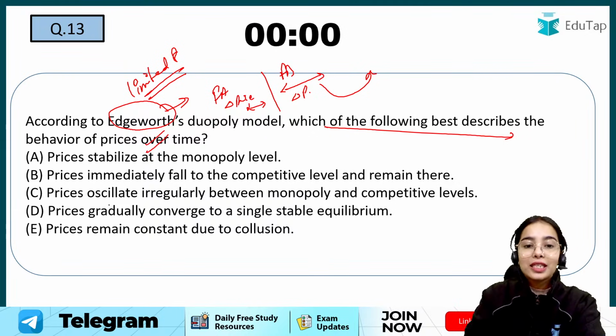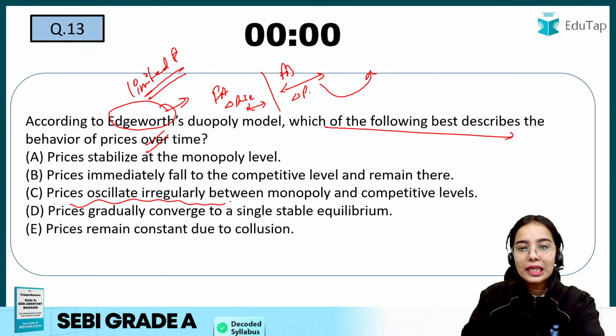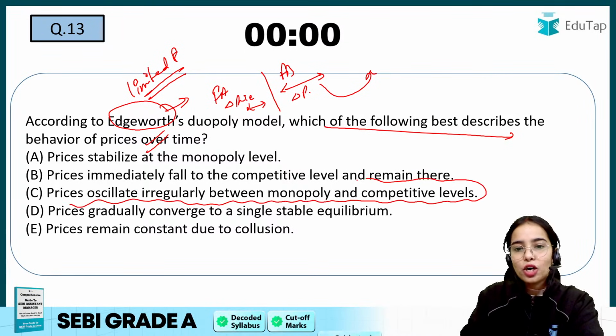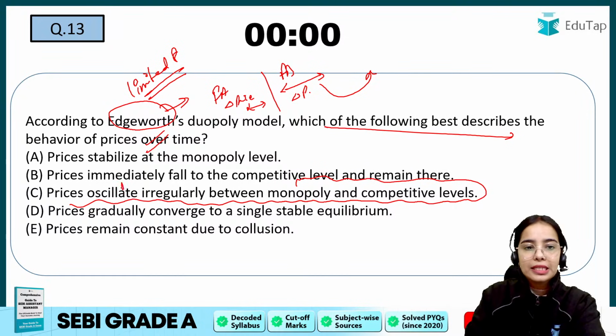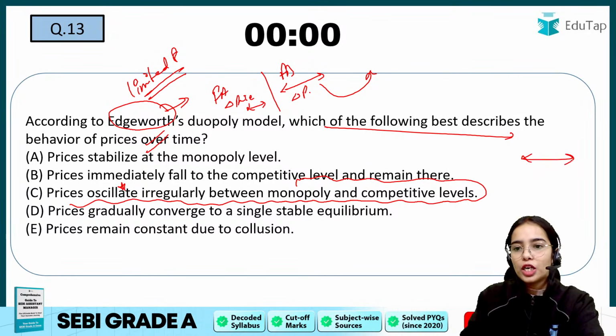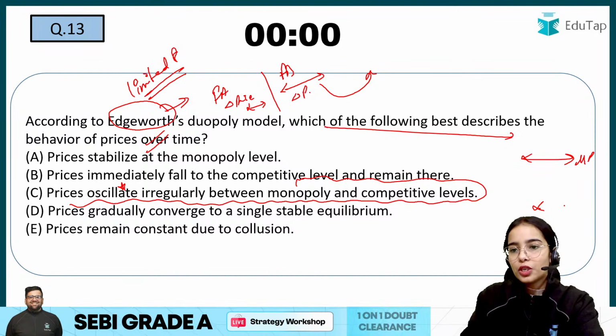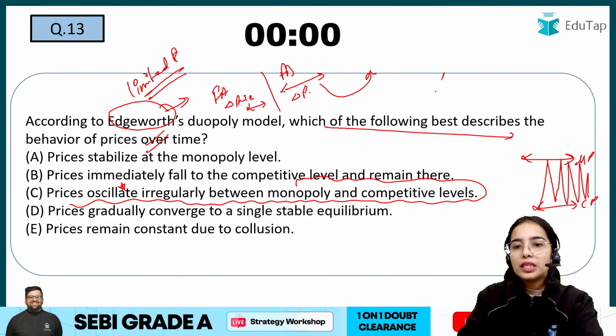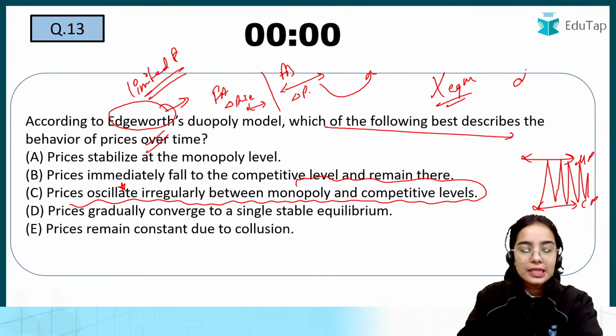Yes, very good. The disequilibrium. Prices oscillate irregularly between monopoly and competitive levels. Okay. So prices keep on oscillating between the monopoly prices and the competitive prices. So that means in the Edgeworth duopoly model, the equilibrium is not achieved. There is disequilibrium.